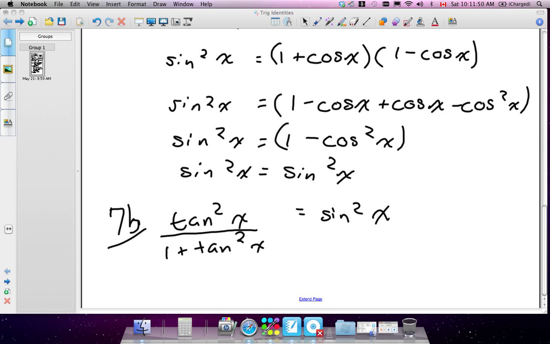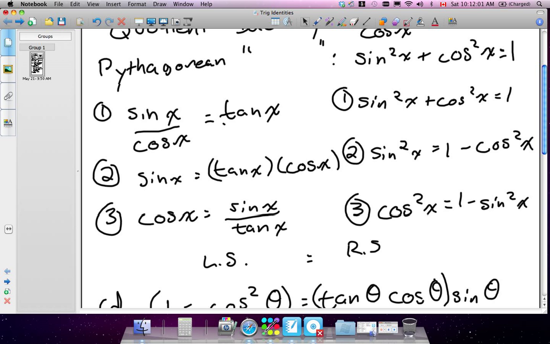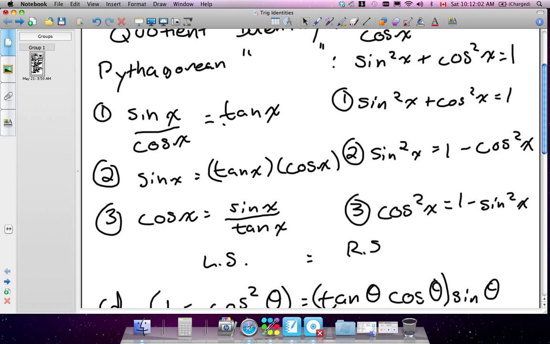Okay, this one's a little more difficult. We're dealing with tan squared, which we've never really dealt with before, right? So we're going to have to make some assumptions. The only identity we have that has a tan in it is our Pythagorean, our quotient. Okay, so our quotient one is sine x squared over cos x squared. Sine x squared divided by cos x squared is tangent x squared.